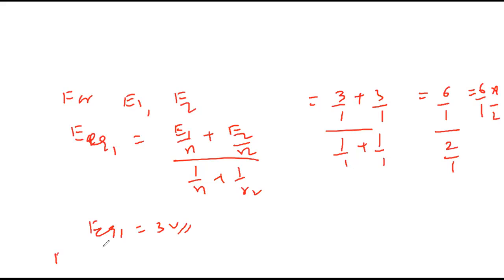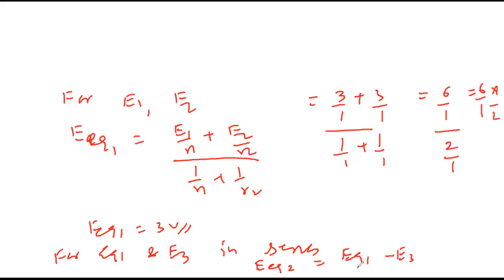Now for EQ1 and E3 in series, E equivalent in second case is EQ1 minus E3 because they are opposing. So 3 minus 3, answer 0. अभी समझा सबको ये कैसा है 0? Yes, Arya, Isha, Pranjali, Yes, Neha, everybody has followed. Yes, sir. ये एंट्रेंस का फेवरेट है क्वेश्चन, बुक में नहीं है अपना.